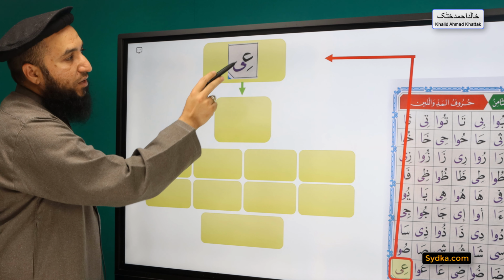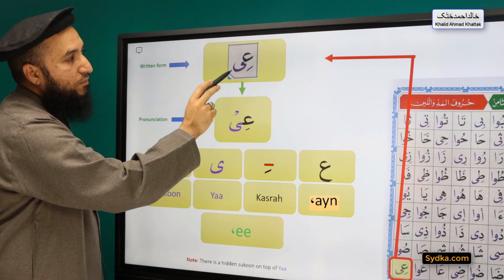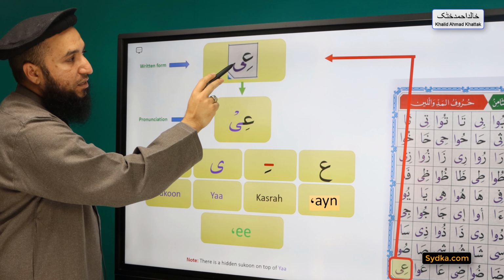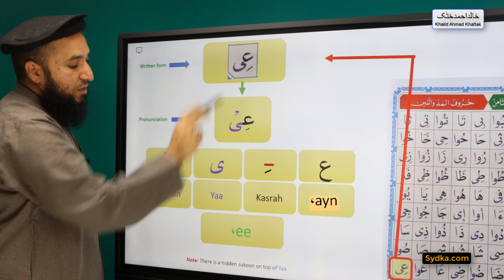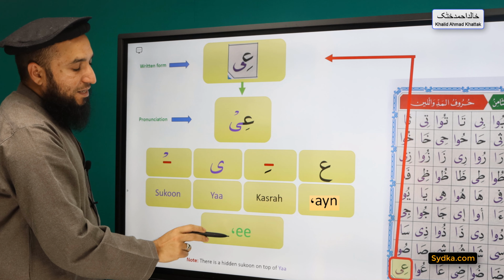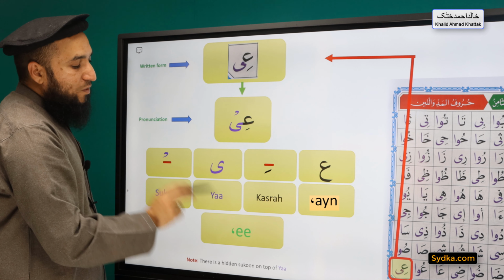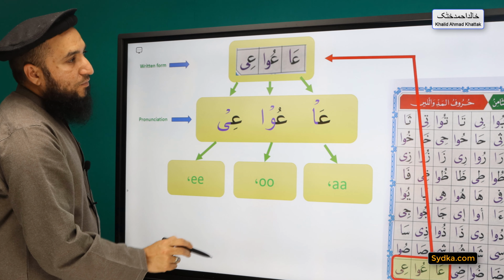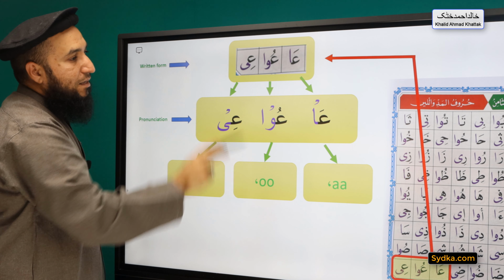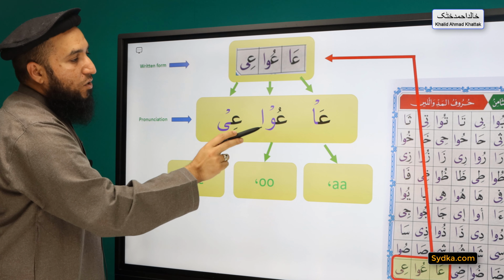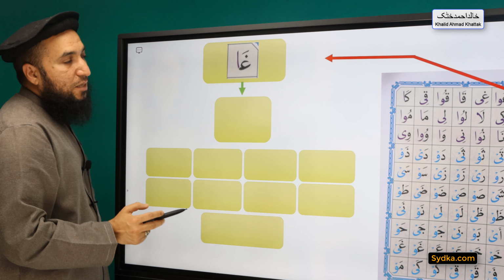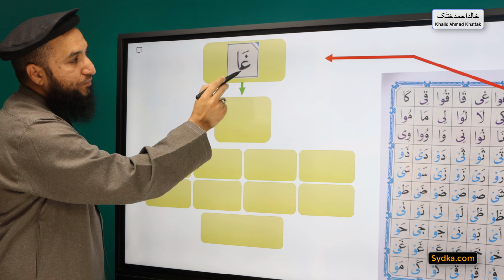The next syllable we have is Ain Kasra Ya Sukoon. Ain is a light letter, it has Kasra underneath, it is followed by Ya, and this Ya has hidden Sukoon. Ain Kasra Ya Sukoon, I. A. U. I.